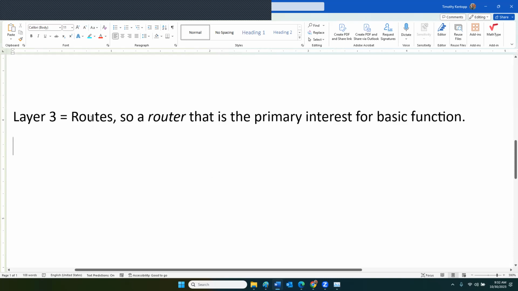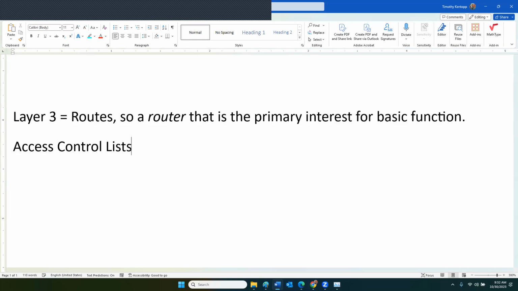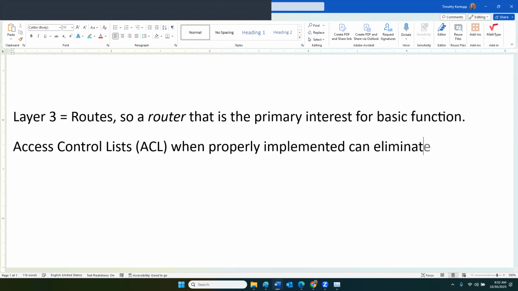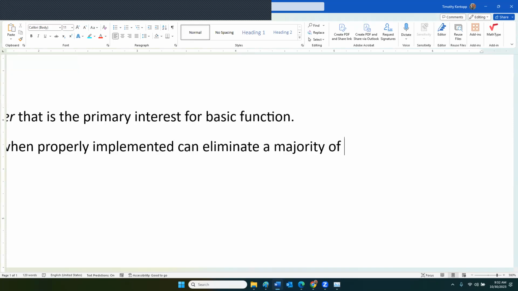on layer 3, you're dealing with a router. And routers use ACLs, access control lists. Access control lists, when properly implemented, can eliminate a majority of bad traffic, right? A majority of problem traffic.